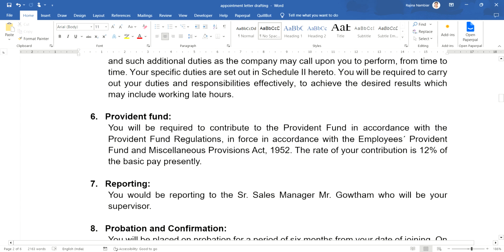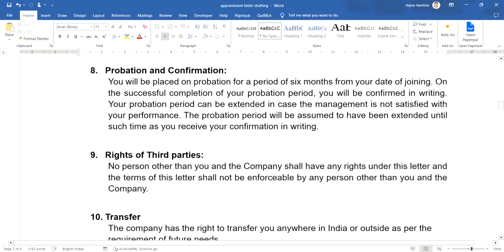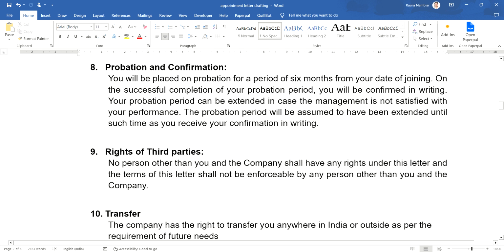Then the provident fund. Based on the PF Act of 1952, the contribution every employee is supposed to make to the PF is 12%. So you have to adhere to that. Then whom you'll report to, the reporting manager. Mention the name of the person to whom you'll be reporting. The probation and confirmation period, generally it is 6 months, and after that period your performance will be reviewed. If found satisfactory, you'll be considered as a permanent employee, or else it'll be further extended.